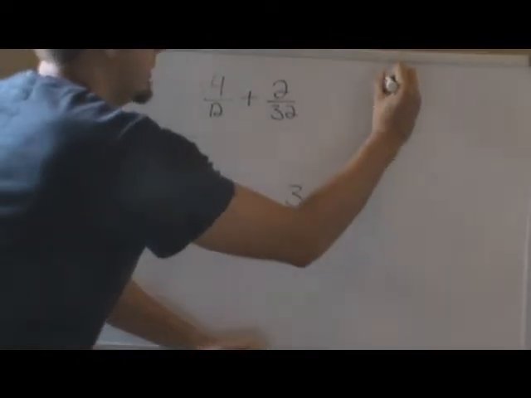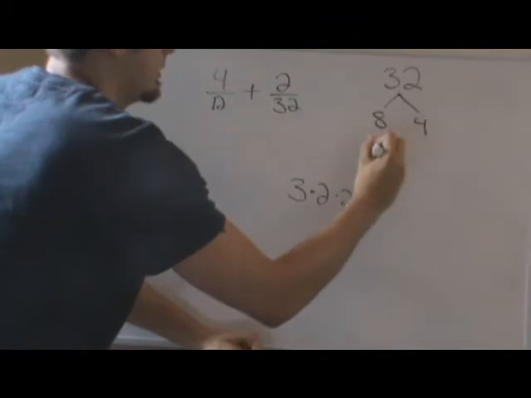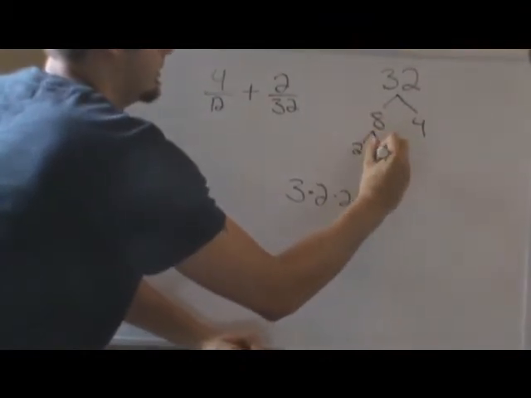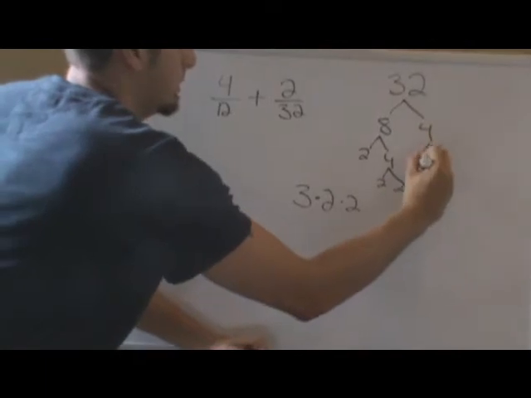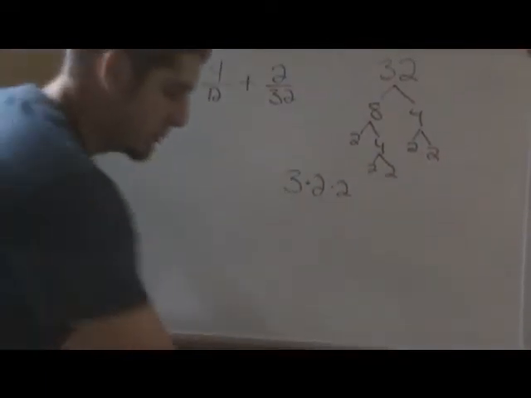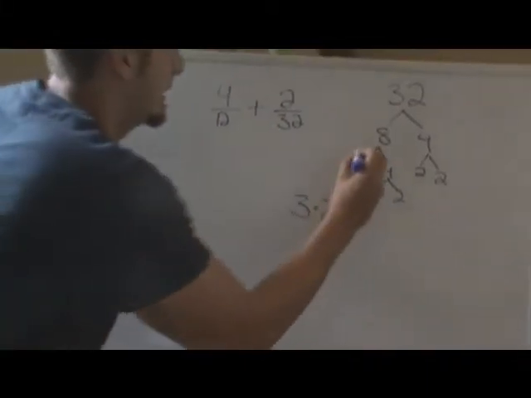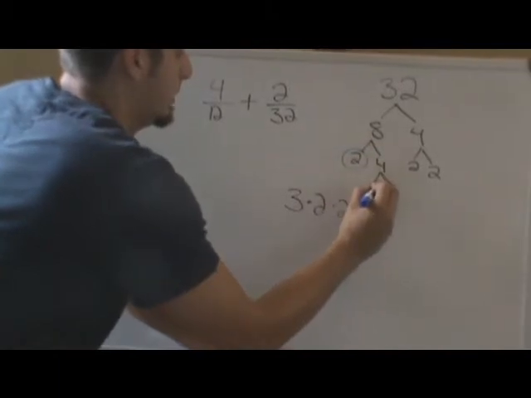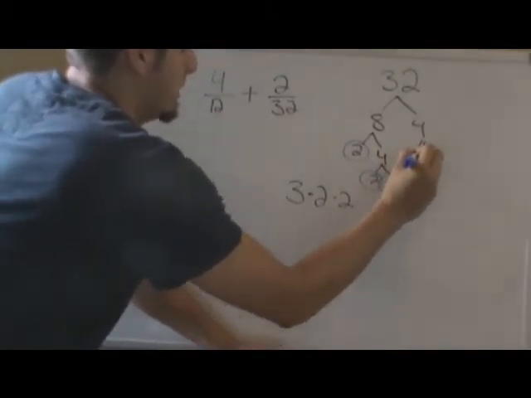Prime factorization of 32, we're going to do the factor tree again. I know 8 times 4, 2 times 4, 2 times 2, 2 times 2. And the reason why I'm going through this rather quickly is because I do have videos on finding LCM that take it a little bit slower. If you don't remember how to do this, then by all means, please watch the video.